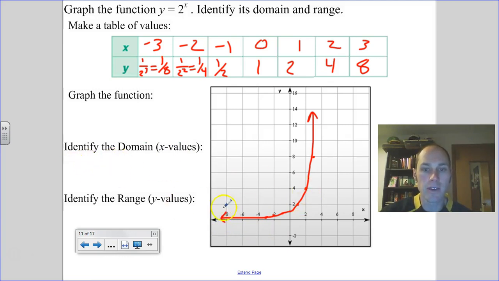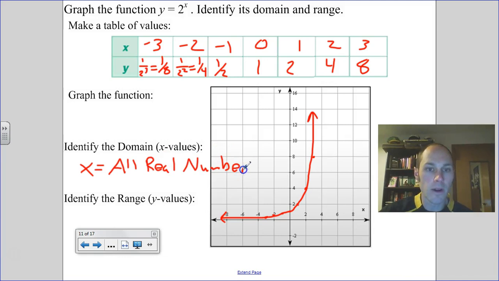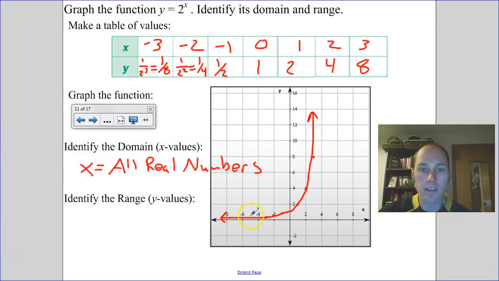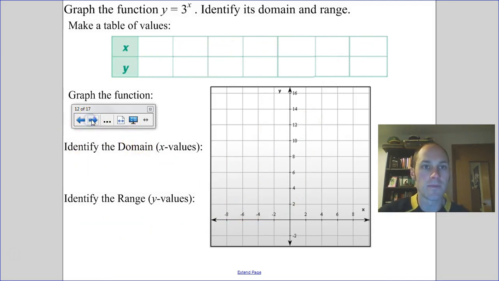So our domain is our x values. Our x values can be anything. So this could be all real numbers, because the arrows indicate that it goes forever to the left and to the right. And our range is our y values. Well, our y values never get below 0. So greater than 0. And they shoot up towards infinity. So that's our domain and range for that exponential function.